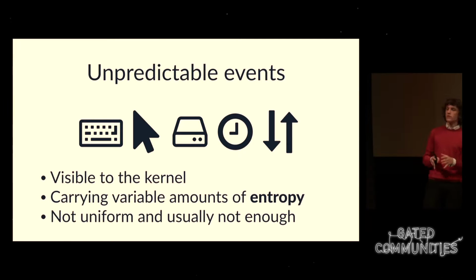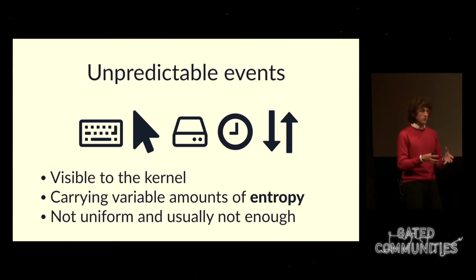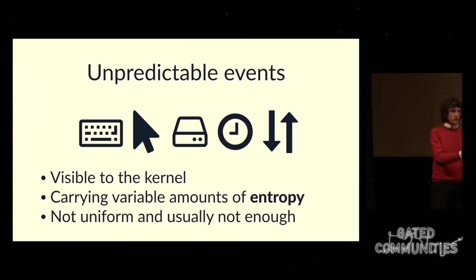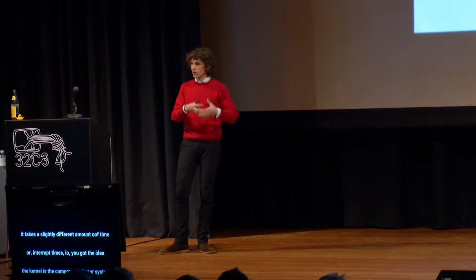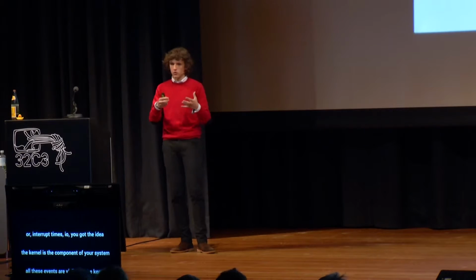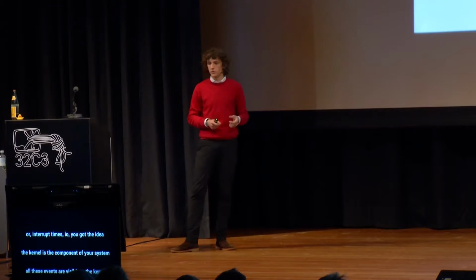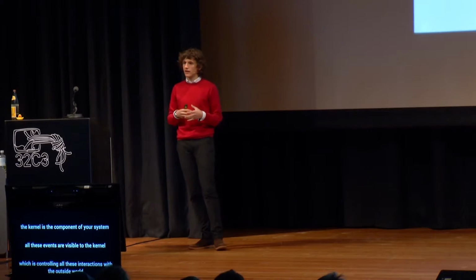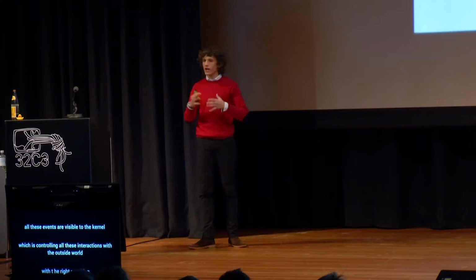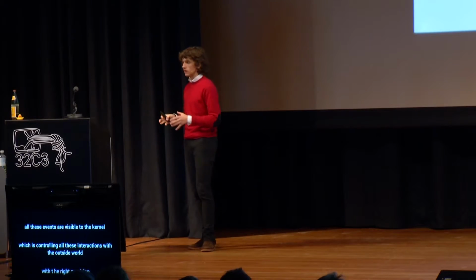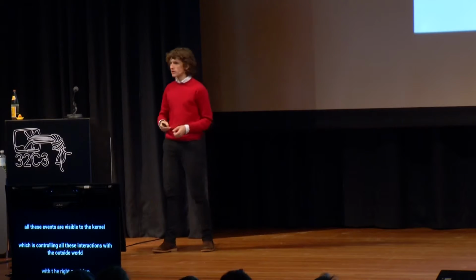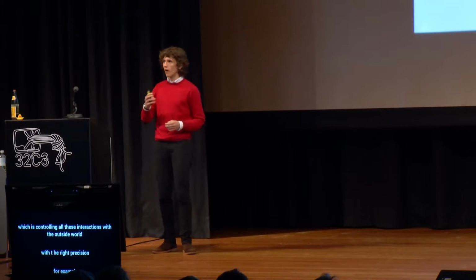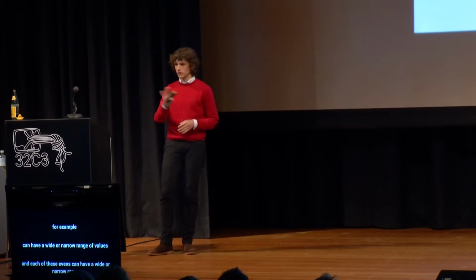So all these events are visible to the kernel. The kernel is the component of your system which is controlling all these interactions with the outside world and can measure them and observe them with the right precision. Each of these events can have a wide or narrow range of different possible values. For example, when you read from disk, it might take from 0.17 nanoseconds to 1.3 nanoseconds. I made numbers up.